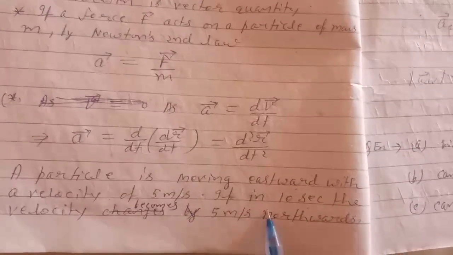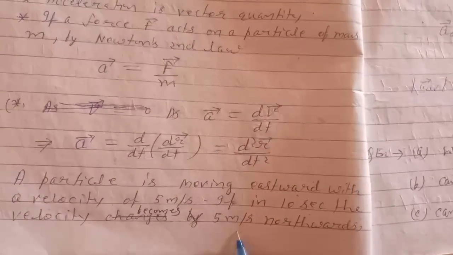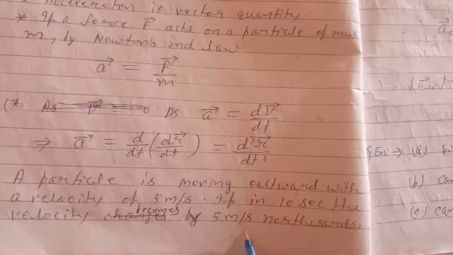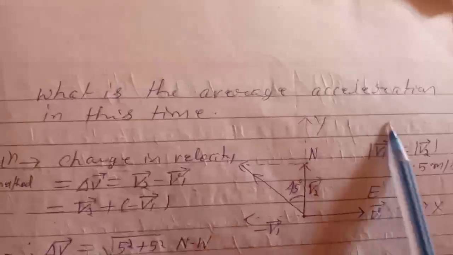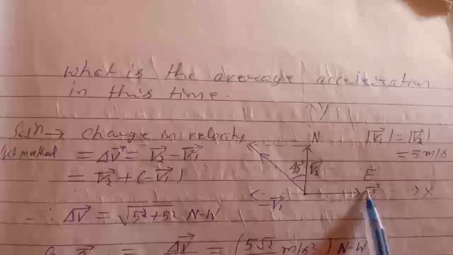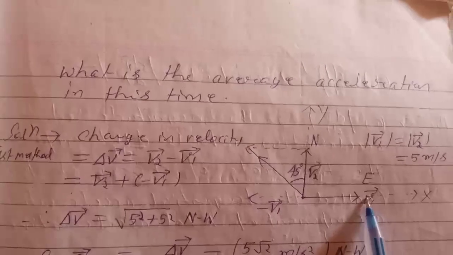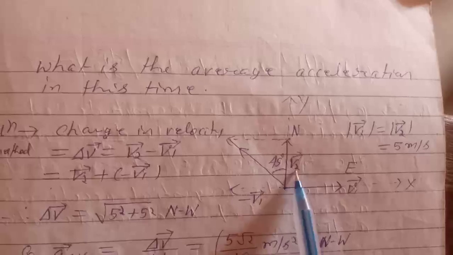A particle is moving eastward with a velocity of 5 meters per second. If in 10 seconds the velocity becomes 5 meters per second northward, what is the average acceleration in this time? Because the particle is moving eastward, we consider this v1 vector, and it changes its direction to northward, so it is represented by v2 vector.